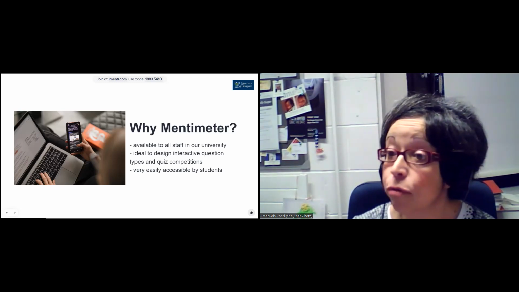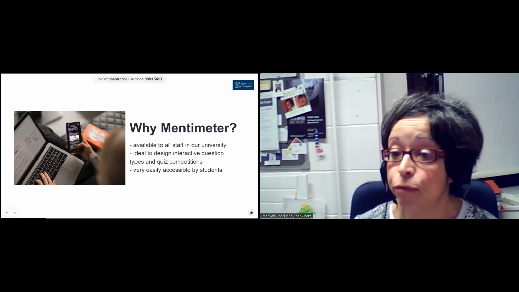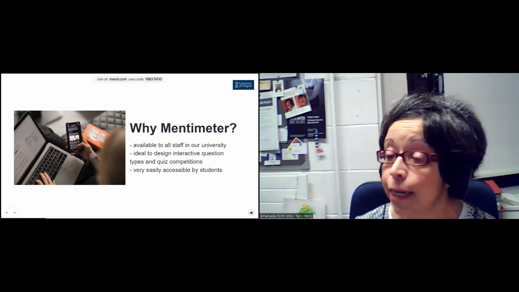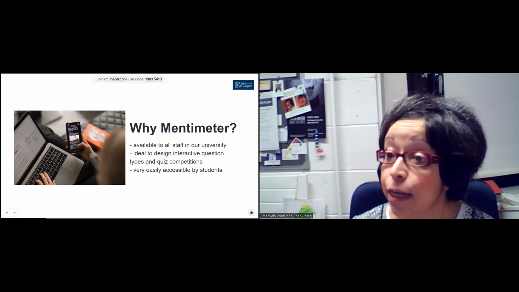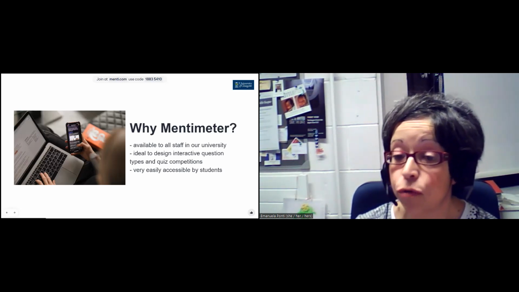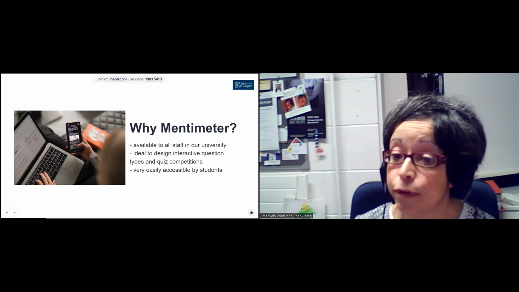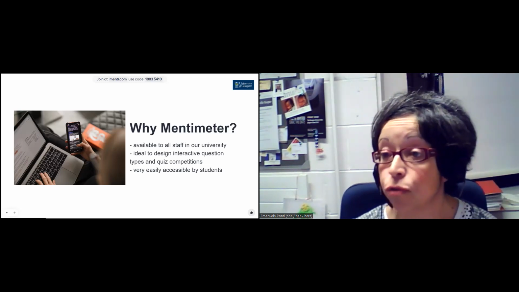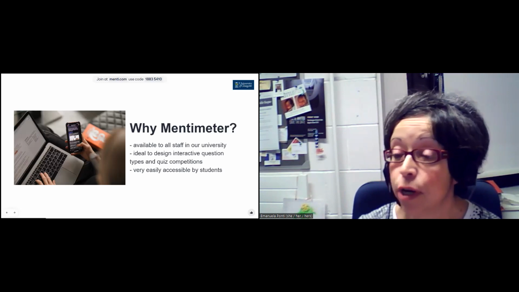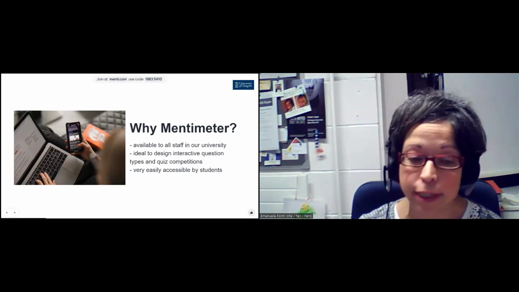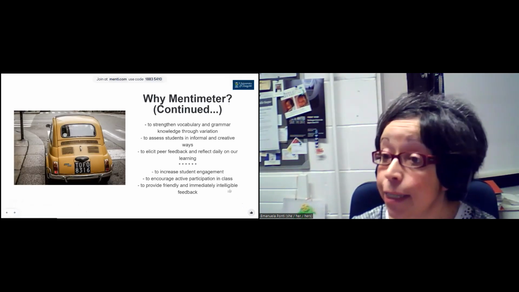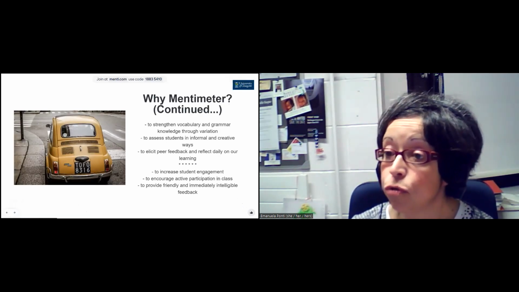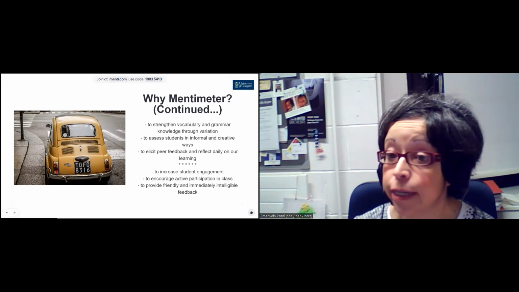And I was struck by how easy it would be with Mentimeter to design interactive question types and quiz competitions. So I thought I could use it to test my students in an informal and creative way throughout the course. And obviously it was also very easily accessible by our students, so it doesn't really require very much to prepare it and to use it in class with your students. Then my decision to use Mentimeter also came from other considerations.